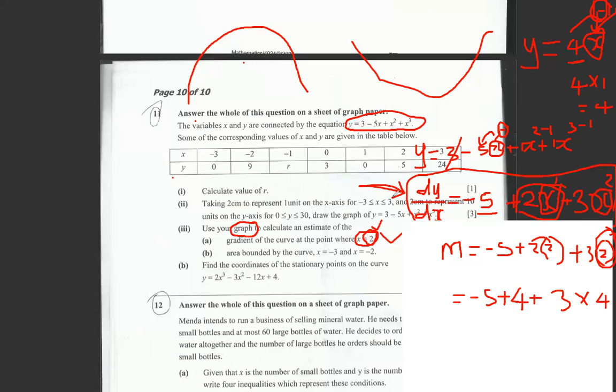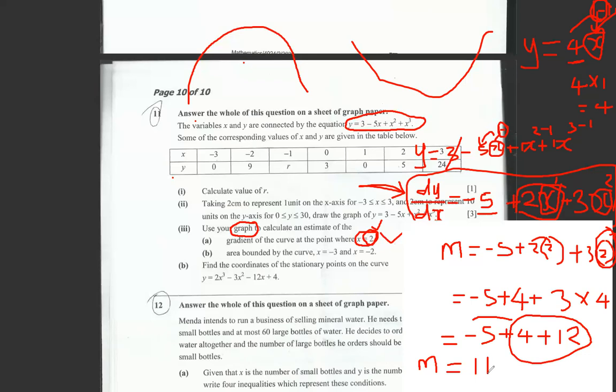You still don't get it? No. Okay. And therefore, we will say that -5 plus 4 plus 3 times 4 gives us a 12. These two here are giving us a 16. Then from which we subtract a 5 and our gradient will be 11.